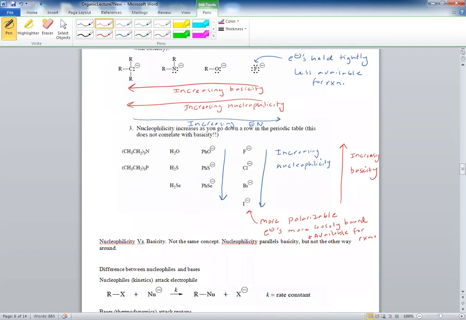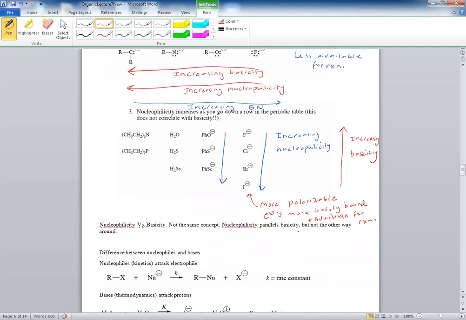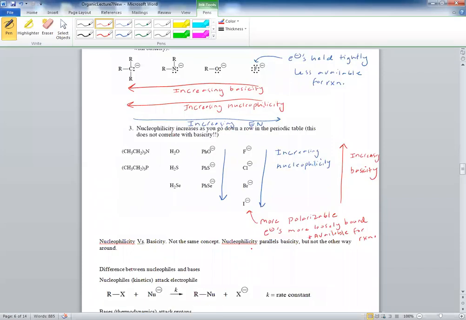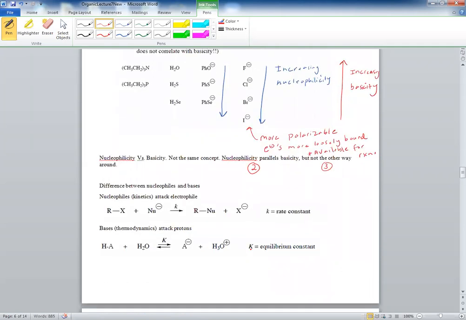So nucleophilicity versus basicity, they're not the same concept, believe it or not. While it does parallel basicity, as we did see here in 2, it doesn't in 3. And just quickly, they have different definitions. The difference between nucleophiles and bases is that nucleophiles, in kinetics, attack electrophiles. As you see here, the nucleophile is attacking another atom, carbon, replacing it. So this is based on the rate constant. Bases are thermodynamically defined, and they attack protons, like in this case, this proton right here is lost to the water. And you use the equilibrium constant as a way of understanding the basicity.